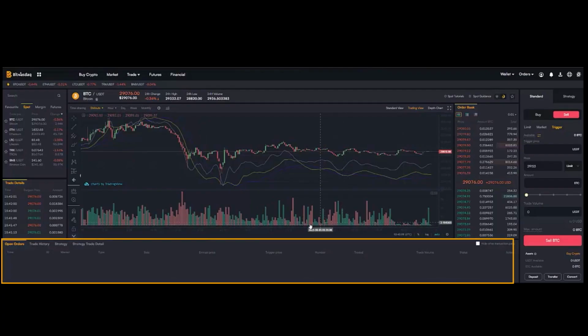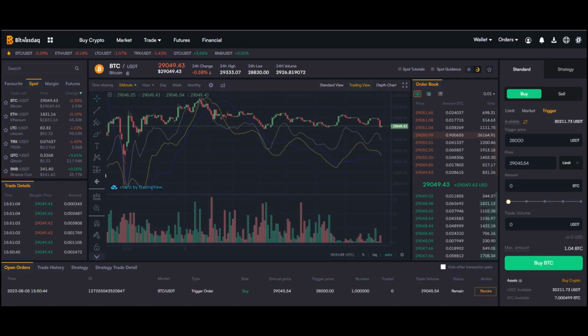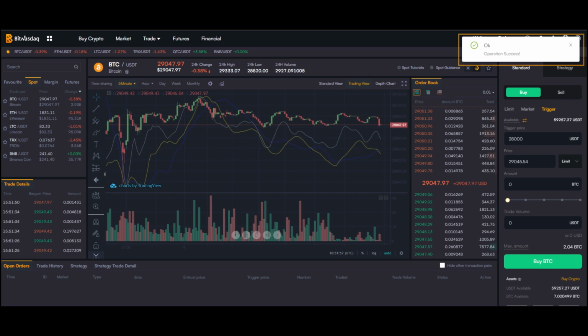Now here you can see your open orders and your order history. You also have the option to cancel your orders if you do not wish to proceed further with your desired trade.